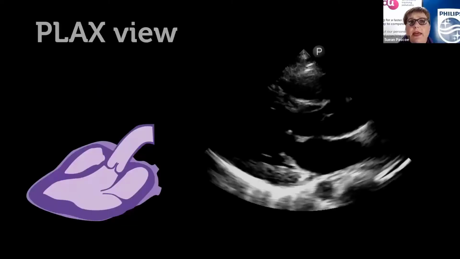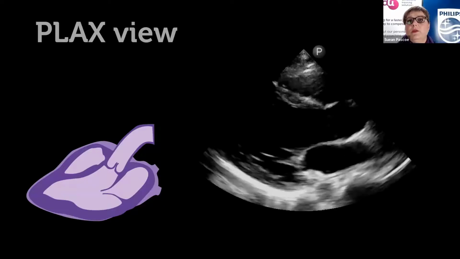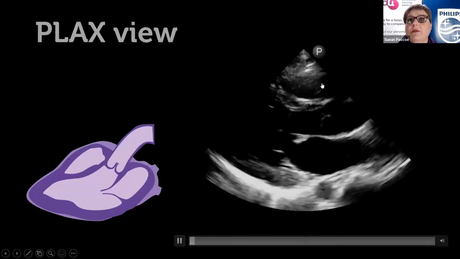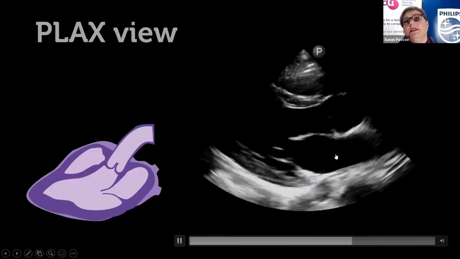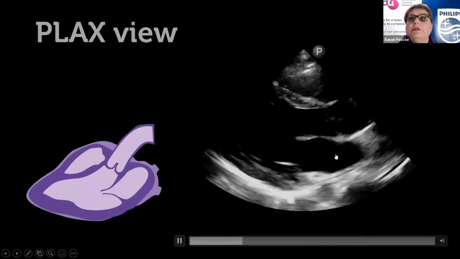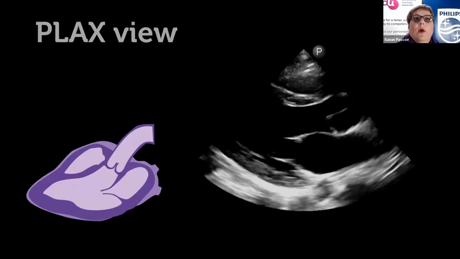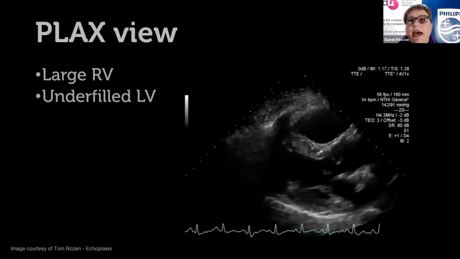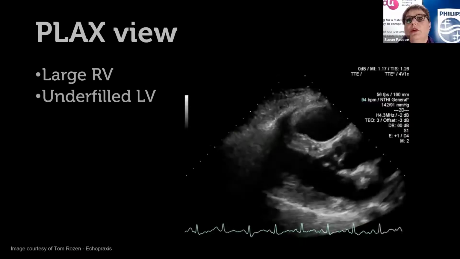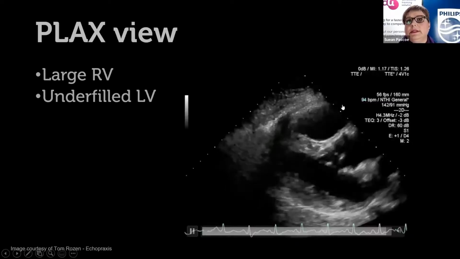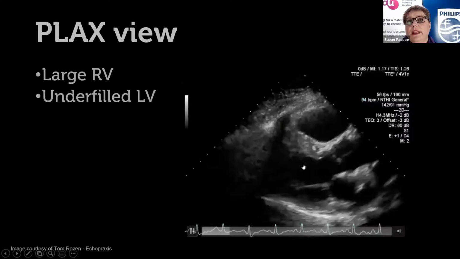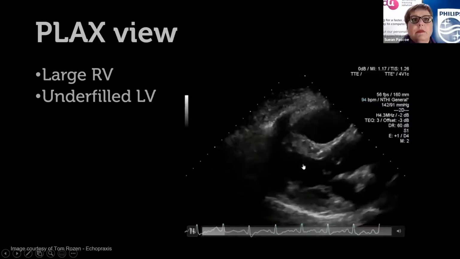So let's have a look at the parasternal long axis. This is normal to start with. If we look here at the right outflow tract, the aorta, and the left atrium, it follows that 1/3, 1/3, 1/3 principle. When it's enlarged, you have a large right ventricle and an underfilled LV, and you can see both of those on the parasternal long axis view. So we can see here a large right ventricle, and the left ventricle is a little bit underfilled here.